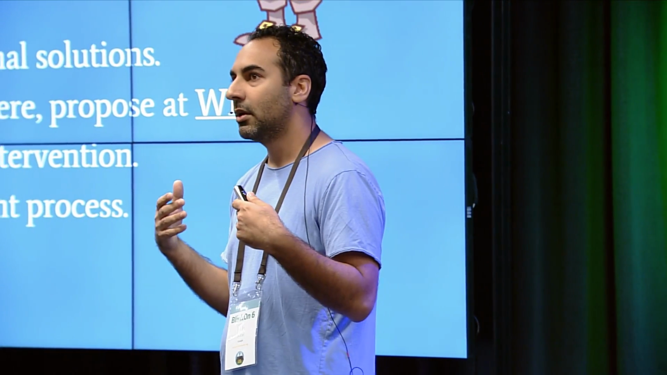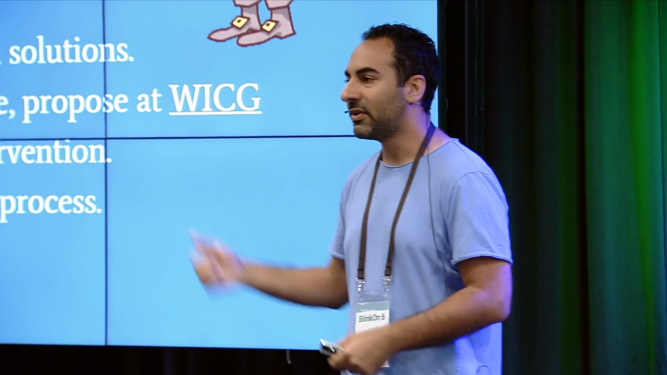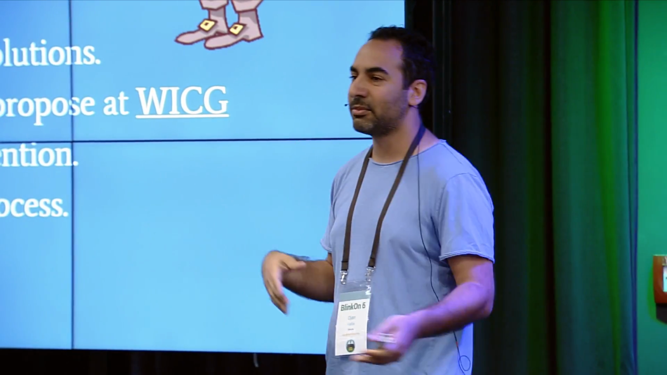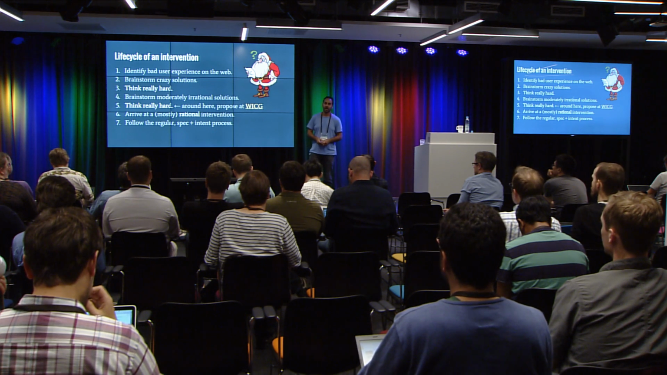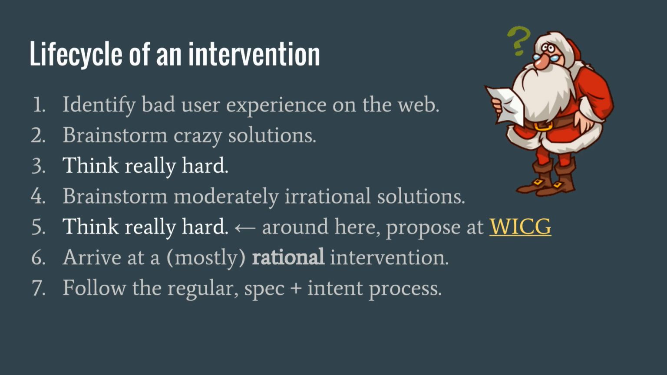So how do interventions happen? Basically, the cycle is, we'll find something like that and be like, yeah, that's super annoying. That happens all the time. How do we fix it? We'll brainstorm really crazy ideas that are really terrible. And then we'll think a little bit harder and be like, yeah, but that's obviously not going to work. It'll break too much content. Or if we do that, developers will do this, and then we're just back in the same place.